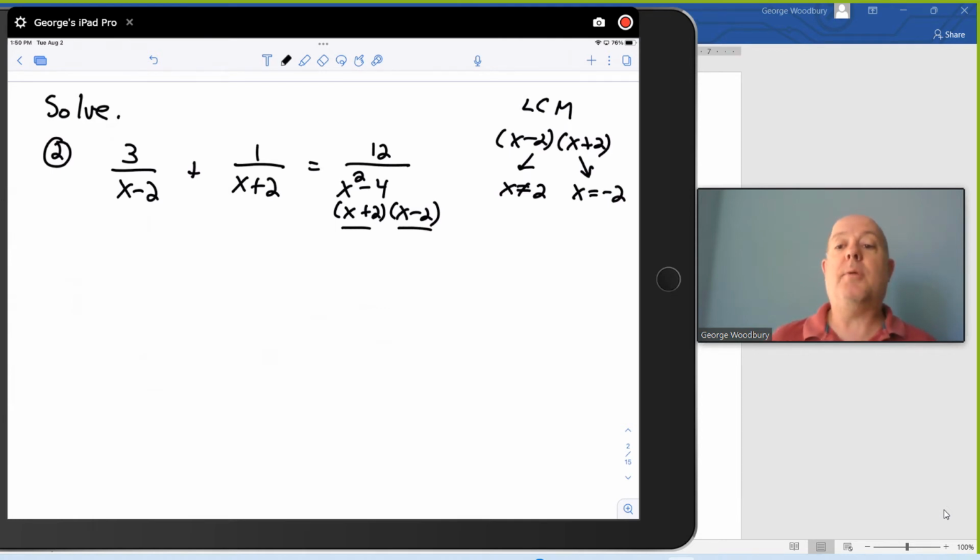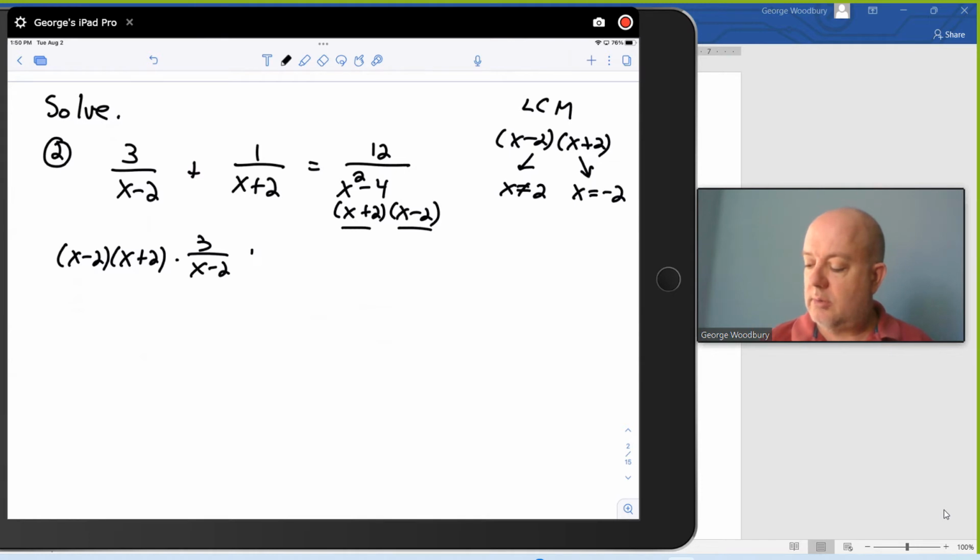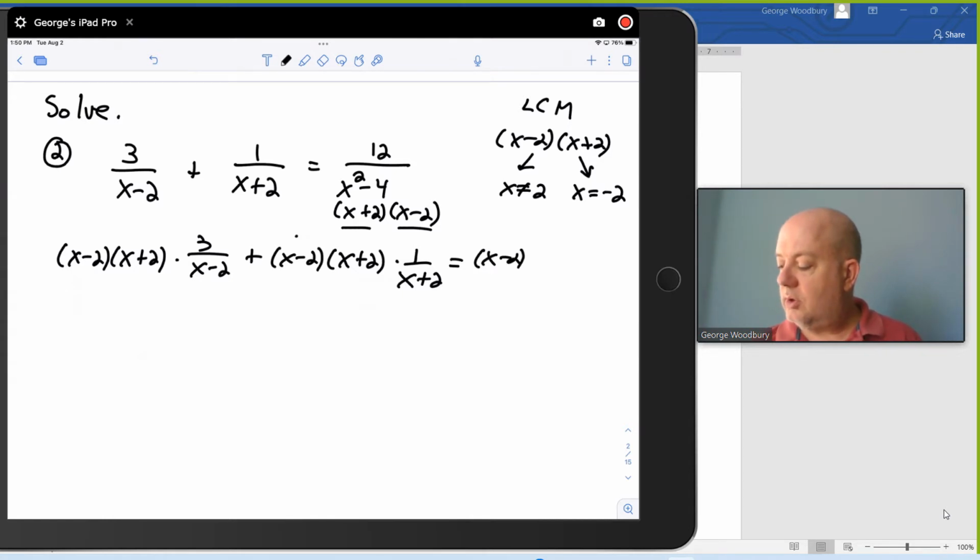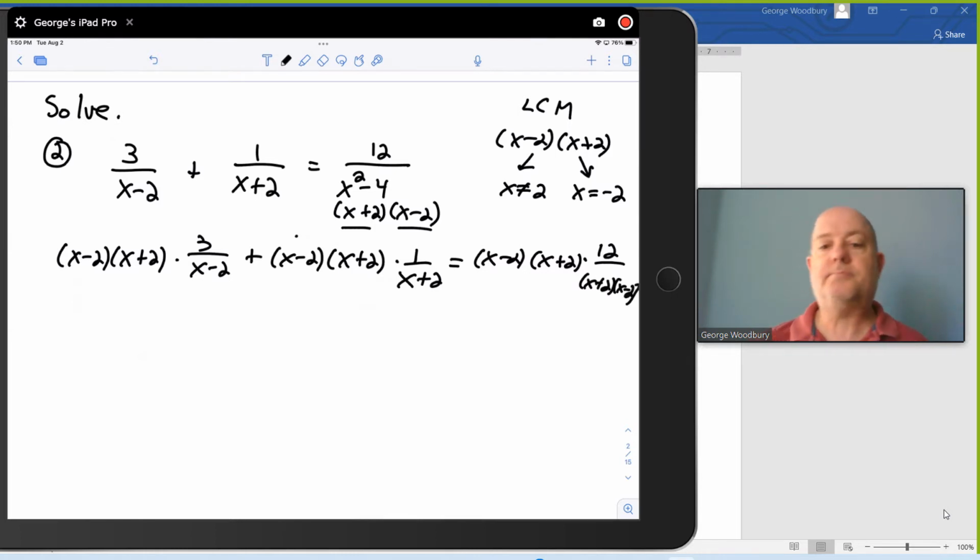Right. Next step, I want to multiply through by the LCM. Let's write that out. X minus 2 times x plus 2 times 3 over x minus 2 plus x minus 2 times x plus 2 times 1 over x plus 2 equals x minus 2 times x plus 2 times 12 over x plus 2 times x minus 2. That takes up a lot of room. Your friends will be impressed with all the work that you have on your page.